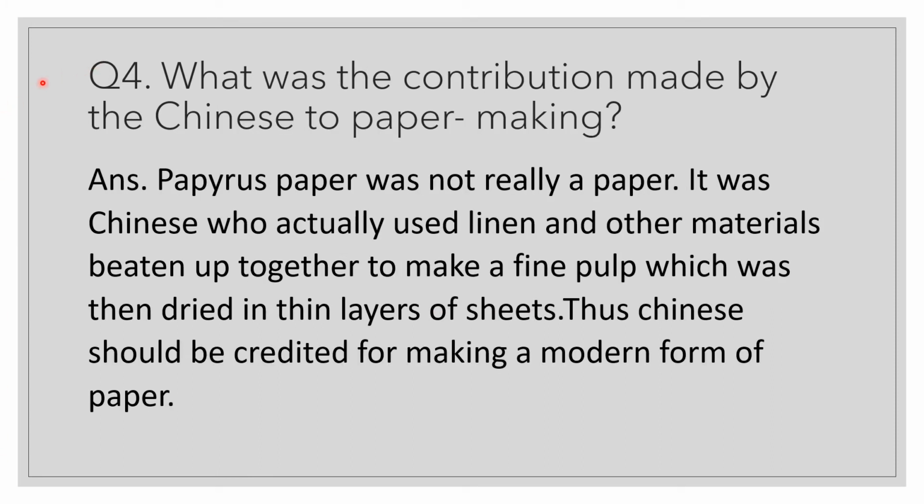Fourth question, what was the contribution made by the Chinese to paper making? So papyrus paper is not really a paper. It was the Chinese who actually used linen and other materials which were beaten up together to make a fine pulp, which was then dried in thin layers of sheets. Thus the Chinese could be credited for making a modern form of paper.